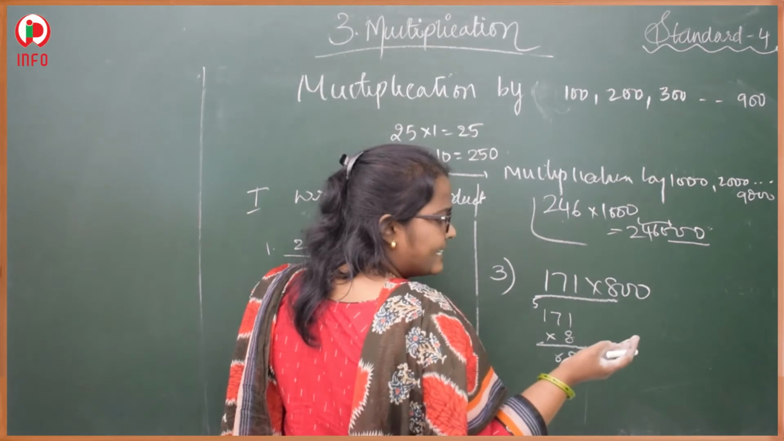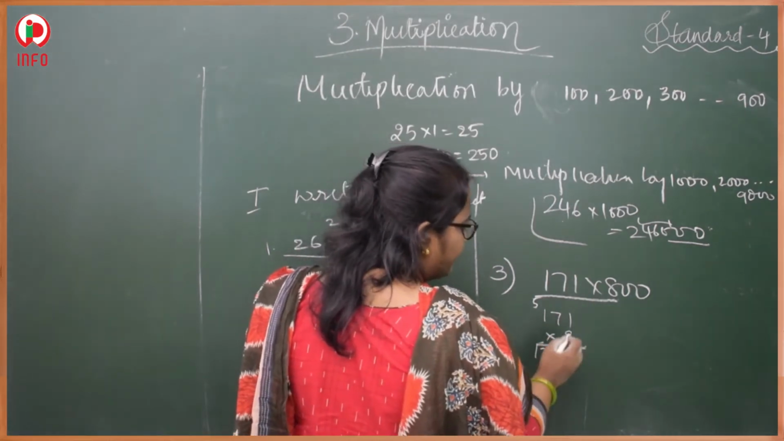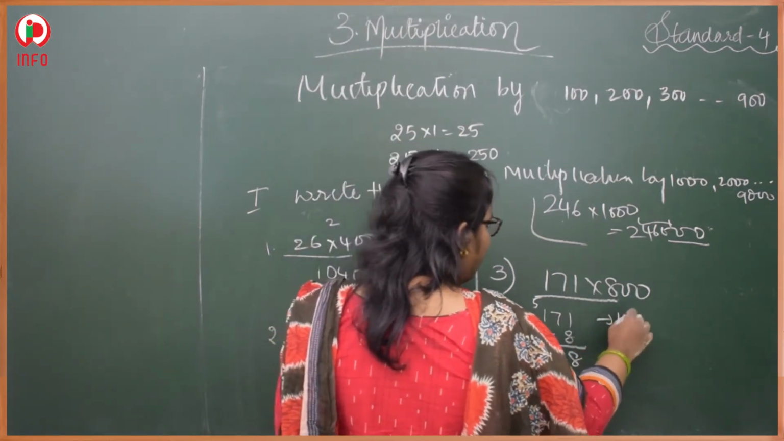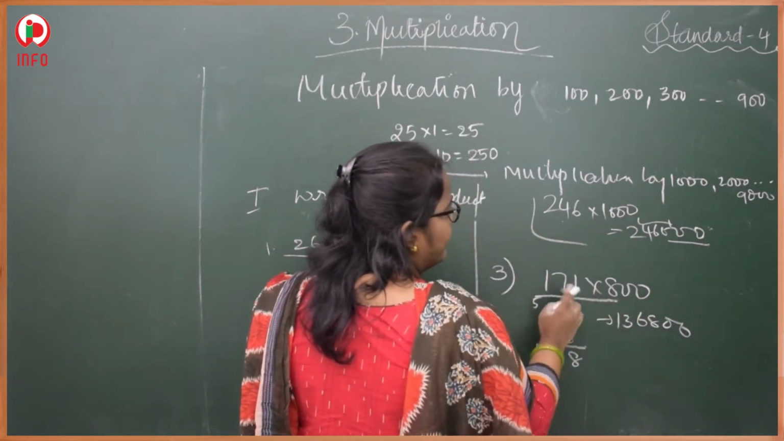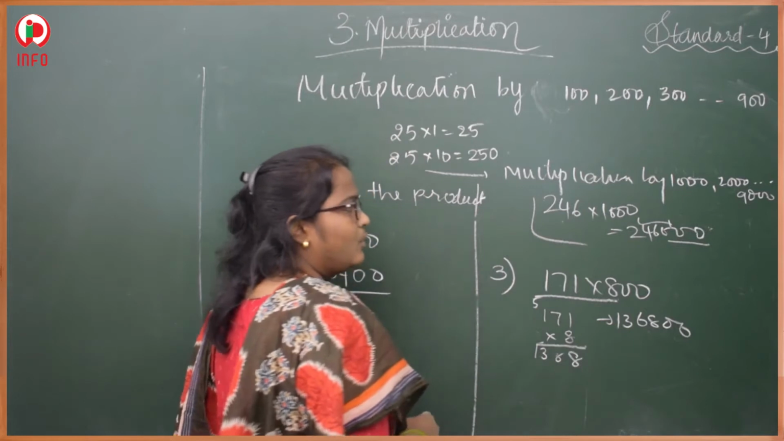8 ones are 8. 9, 10, 11, 12, 13. So the answer is 1368. 8 ones are 8, 9, 10, 11, 12. Hope you have understood this.